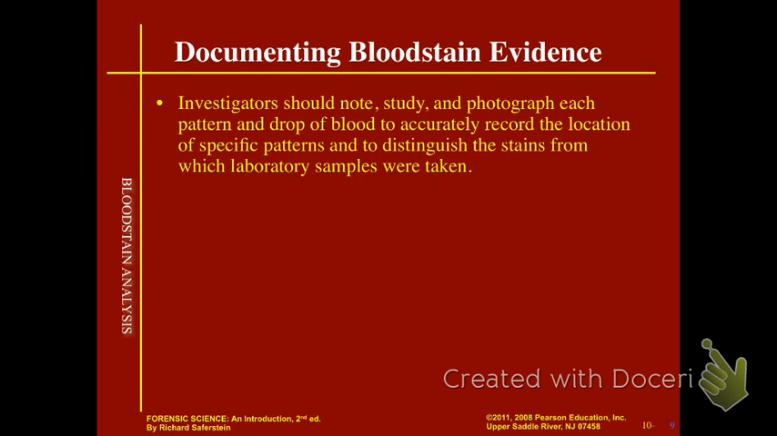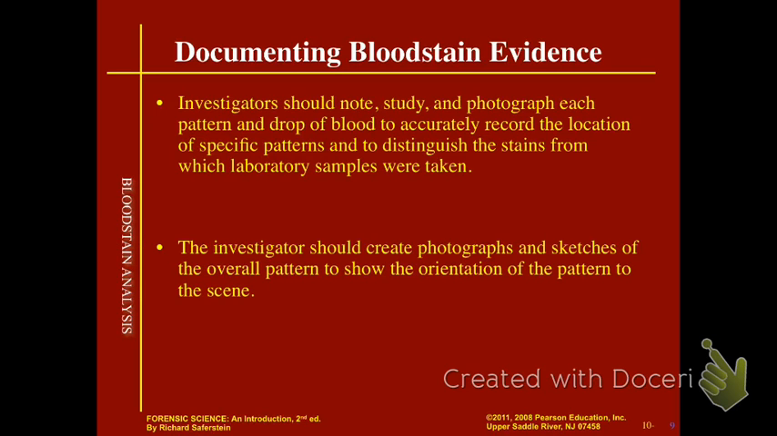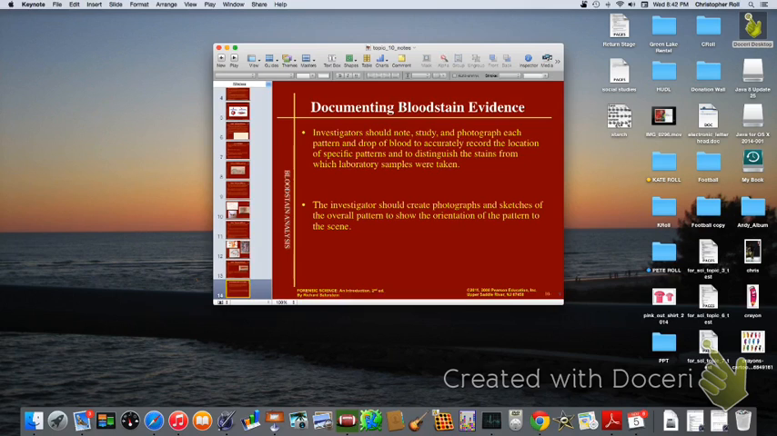Documenting bloodstains is just like all the other evidence we've been talking about collecting all semester. Photographing, noting, sketching each pattern and drop of blood, accurately recording those, measuring them to try and figure out, again, area of origin and area of convergence. That's basically it with the blood spatter patterns.